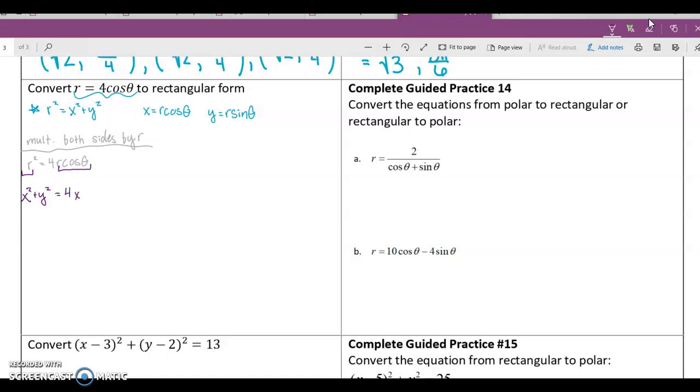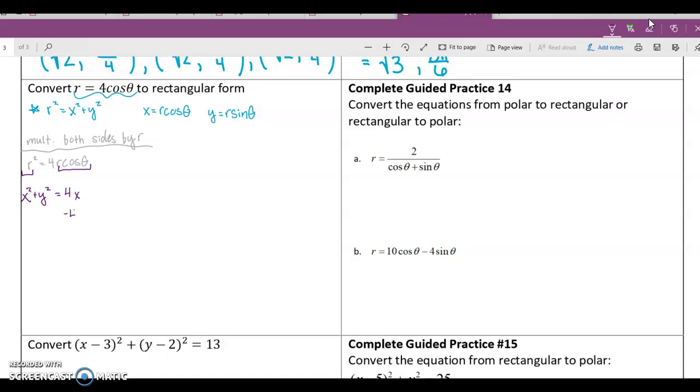We could leave it like that, but that's not really in a form that is super useful for us. I look at that and I don't know what graph we're looking at. We have an x squared and a y squared, and usually when we have an x squared and a y squared, it's some kind of circle. And if you remember back to the graph that I just showed you, it was a circle. So let's try to get it into that form.